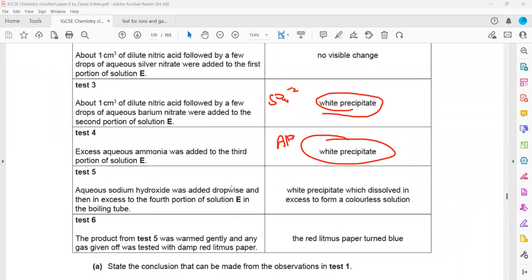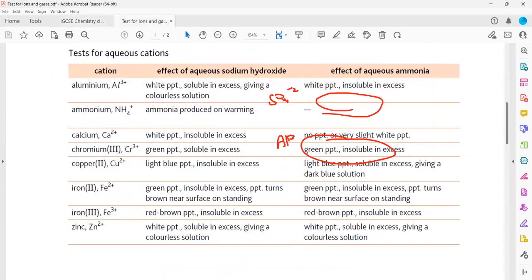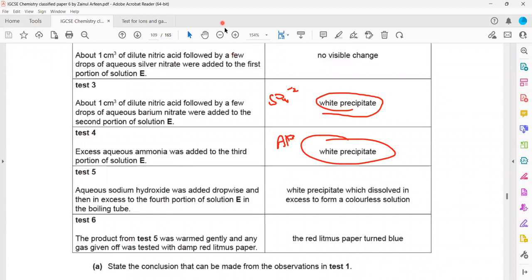Then sodium hydroxide is added dropwise. The white precipitate will dissolve to form a colorless solution. So if it is aluminium, there will be a white precipitate and it will dissolve to give a colorless solution. So it is aluminium ion. This confirms that it is aluminium ion.